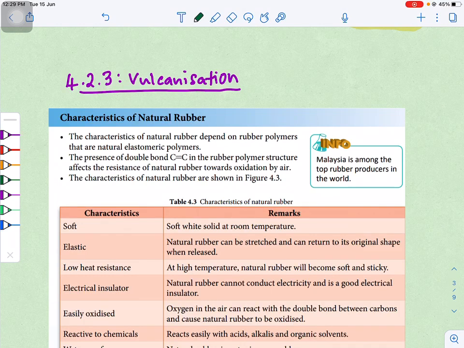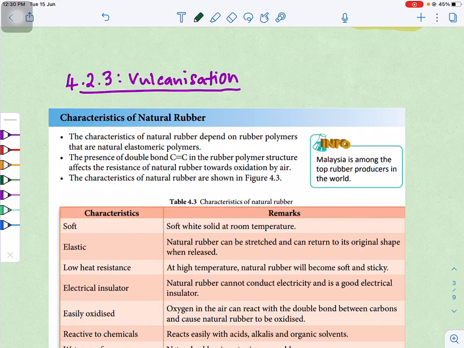So I'm going to continue under subtopic natural rubber, still di bawah topik polymer. This another subtopic is about vulcanization. Before this, we discuss about the concept of coagulation yang melibatkan penggunaan coagulant and non-coagulant. Coagulant is substance that will make the coagulation occur. Non-coagulant is substance to prevent coagulation. That is the idea in our previous lesson.